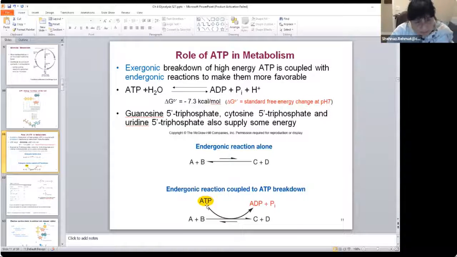But if it is coupled with the ATP breakdown, you can see your reaction goes much faster forward, and therefore you can make these products very easily within the cell. So the role of ATP in metabolism is very, very important, because it channels or fuels some of these endergonic reactions which would not occur very easily.